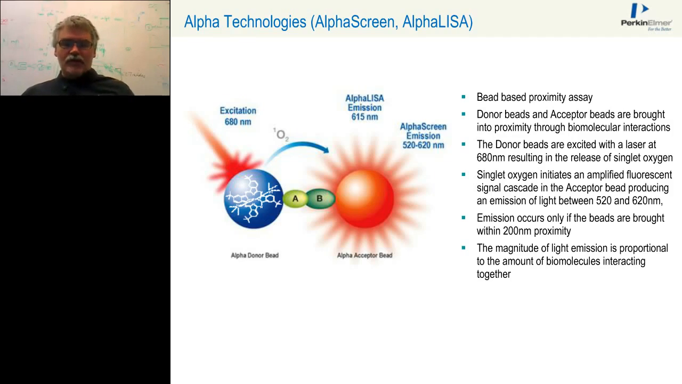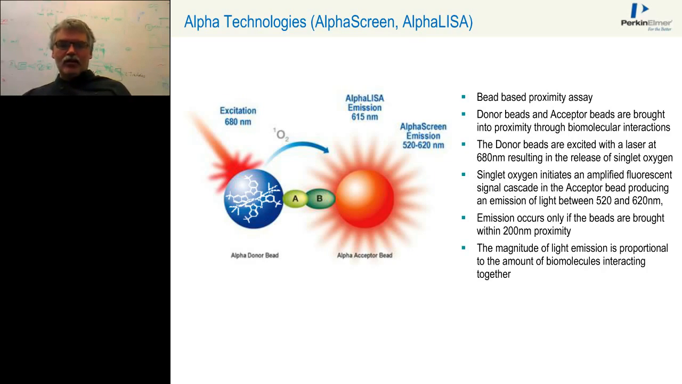So two important things to note here. First of all, this is an amplification technique. For each bead, there are thousands of molecules of singlet oxygen that can be generated, and there are thousands of chemicals in a single acceptor bead that can receive the singlet oxygen and generate photons. So you can get many photons from one interaction.